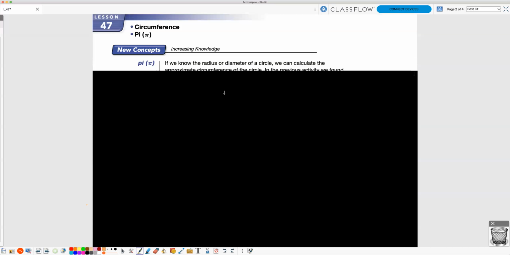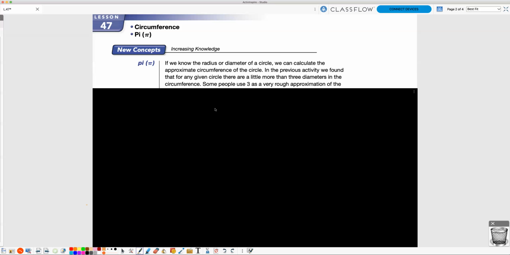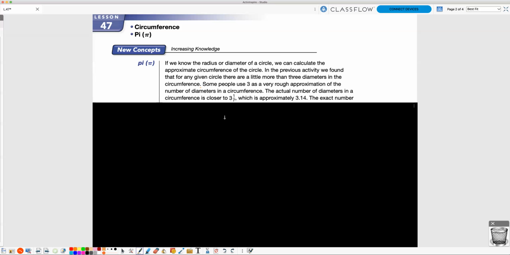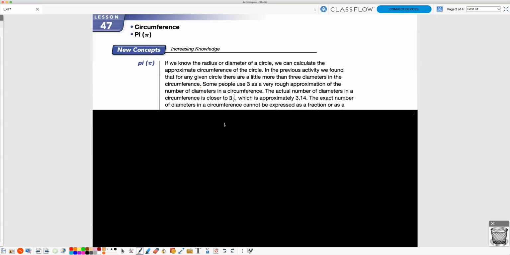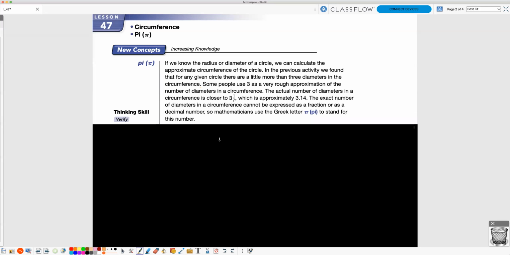If we know the radius or diameter of a circle, we can calculate the approximate circumference of the circle. In the previous activity, we found that for any given circle, there are a little more than 3 diameters in the circumference. Some people use 3 as a very rough approximation of the number of diameters in a circumference. The actual number of diameters in a circumference is closer to 3 1/7, which is approximately 3.14. The exact number of diameters in a circumference cannot be expressed as a fraction or as a decimal number, so mathematicians use the Greek letter pi to stand for this number.